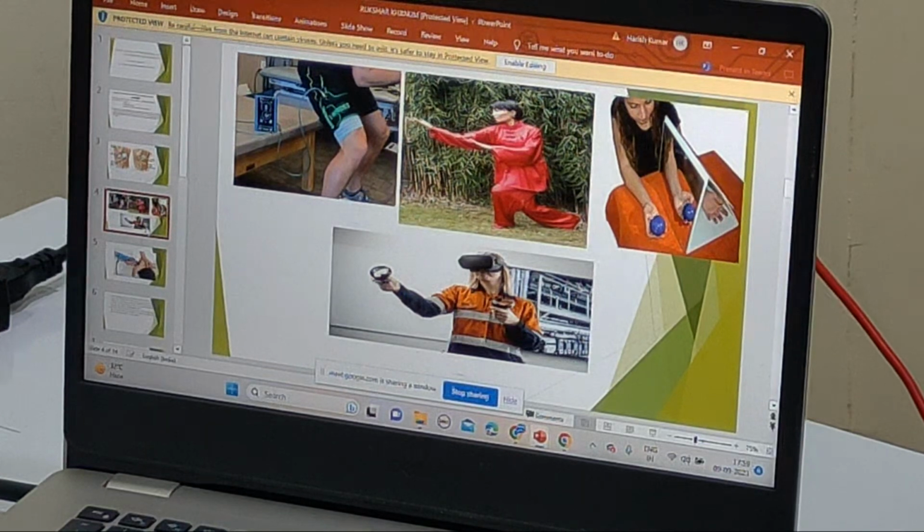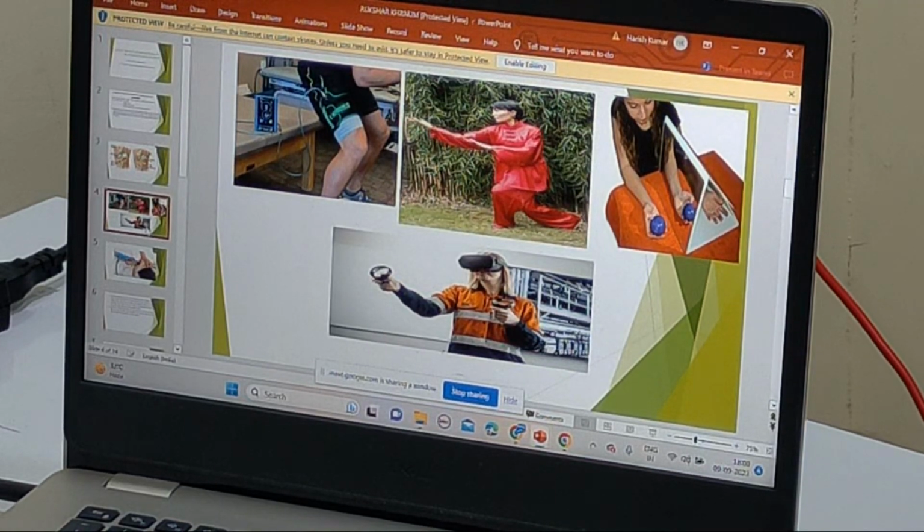In the first picture, we can see the blood flow restriction therapy. The second picture is showing Tai Chi exercises. Tai Chi is a slow exercise, a Chinese martial art technique, which will improve flexibility, promote balance, and reduce the pain and anxiety in patients suffering from osteoarthritis.